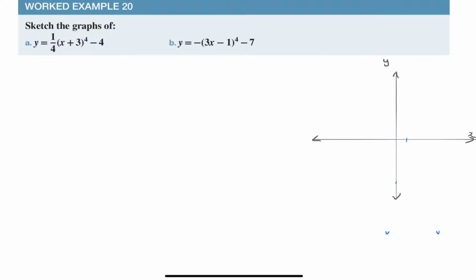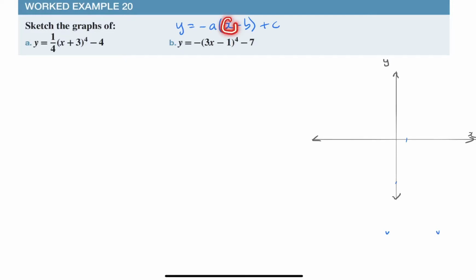Right, question number B. This one is a little bit tricky. To write the turning point, it needs to be in the form of y equals minus a(x minus b)^4 plus c.